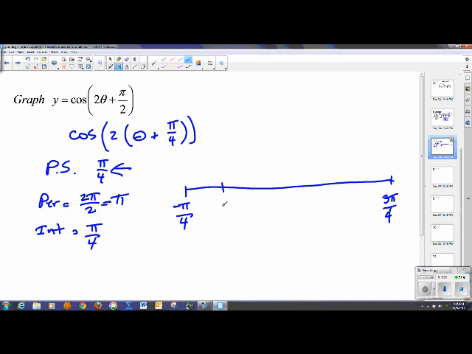Add pi over 4 to negative pi over 4, I get 0, pi over 4, 2 pi over 4, and then 3 pi over 4. From there, I'm going to graph a cosine function with no amplitude change. And then graph it.